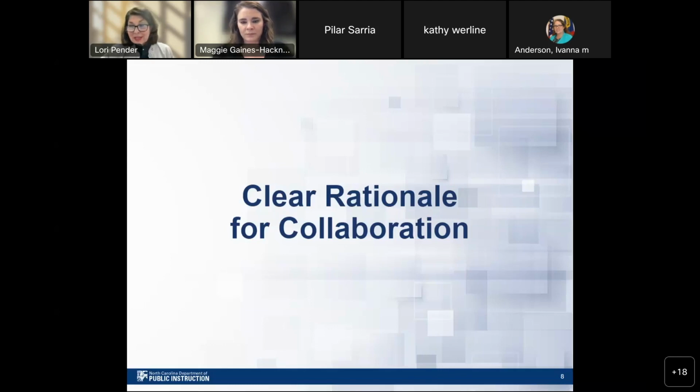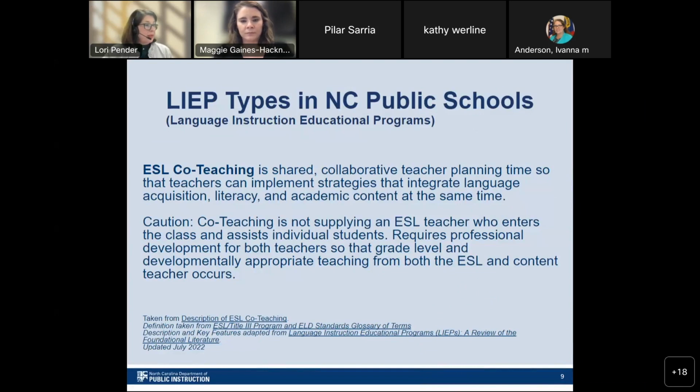So we are going to start with clear rationale for collaboration. We want to share this slide. This is a very important slide, and the links are there. This is taken from the description of ESL co-teaching, and it is put out from DPI, from North Carolina. So we want to look at this LIEP types in NC public schools. And of course, as you all know, hopefully, LIEP is language instruction educational programs. So if you will take 1 minute and read this slide silently to yourself, and then we're going to discuss some aspects of this.